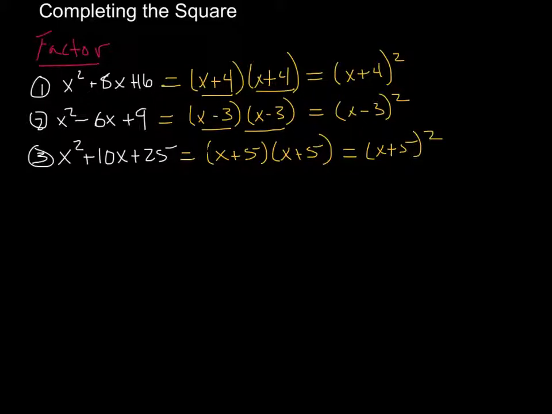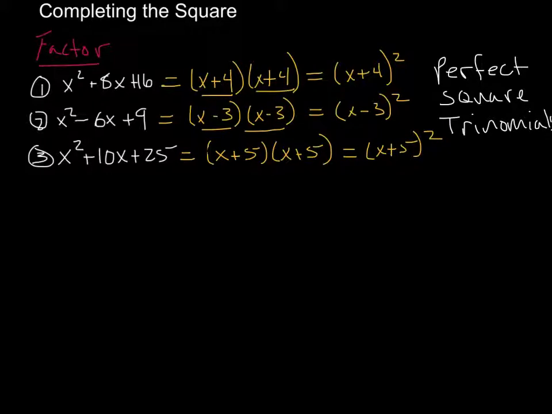And not every trinomial has this pattern. Not every trinomial factors this way, but some do. And the ones that do are called perfect square trinomials. They're trinomials that when you factor them, you end up with two terms that are exactly the same. In this case, x plus 5 and x plus 5. Now, the name of these isn't important. The important part is that there is a commonness between them, that these perfect square trinomials exist.